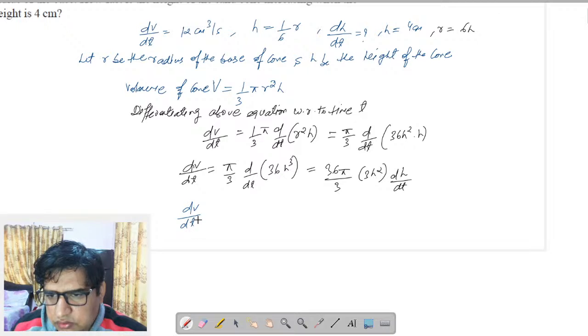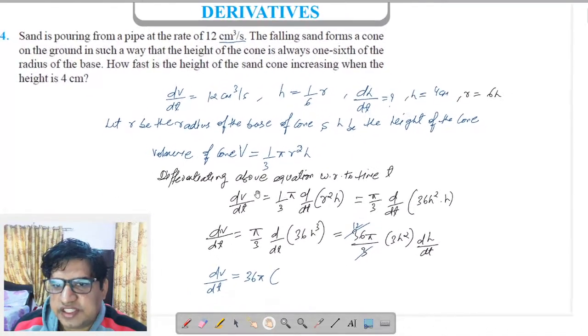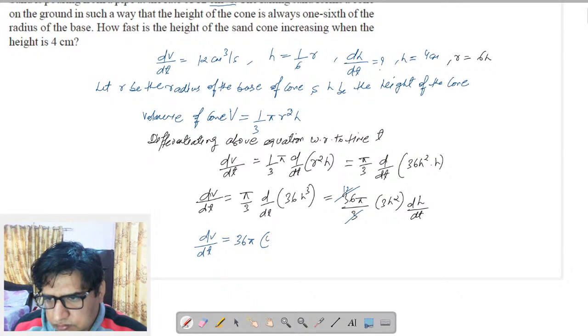So dV by dt will be equal to, so 36/3 that will get cancelled out, that will be 12 only, ठीक है। So 12π and this 3 will be multiplied into it, so 36π, and when h is 4, so we were supposed to find the change when h is 4, ठीक है। So h is 4 here, and dh by dt we were supposed to find, ठीक है, and dV by dt is known to us, so 12 centimeter cube per second, that is known to us.